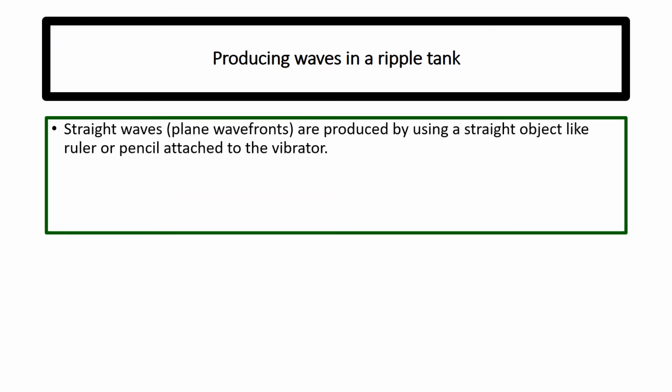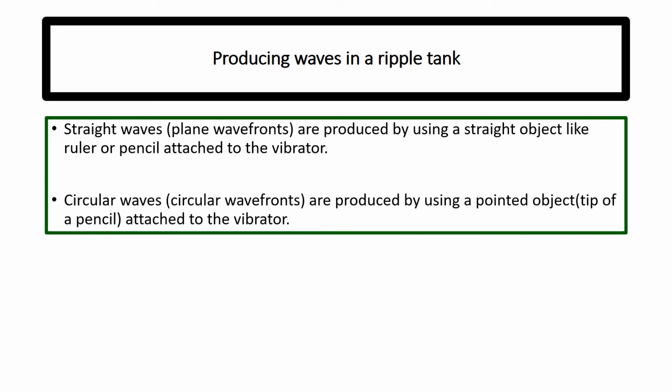So, straight waves, plane wavefronts, are produced using a straight object like a pencil or a ruler attached to the vibrator. Okay, and circular waves, circular wavefronts, are produced by using pointed objects such as the tip of a pencil or the tip of a needle attached to the vibrator.